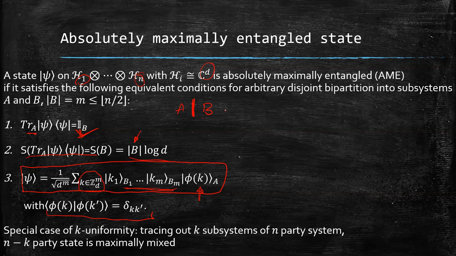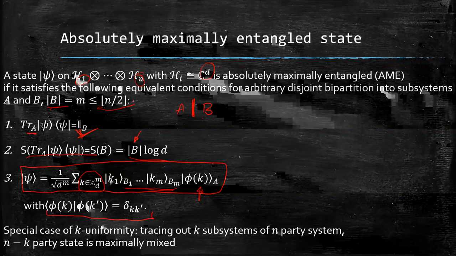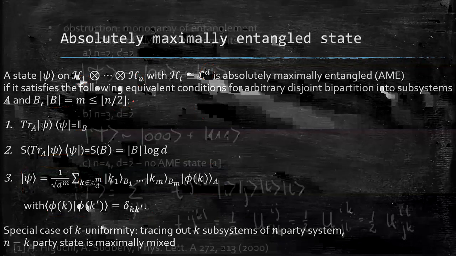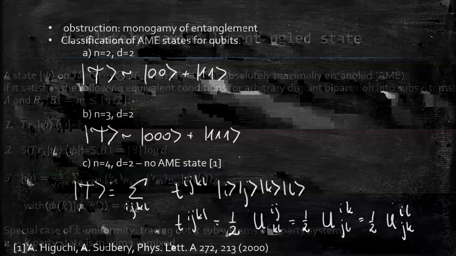Now, if such properties are satisfied with respect to any possible cut in the state, such that B is not bigger than half of the number of systems, then such a state is called an absolutely maximally entangled state, because it doesn't rely on the separation into A and B. Please interrupt me at any moment if something is not clear. So that's the definition. And these are the examples.